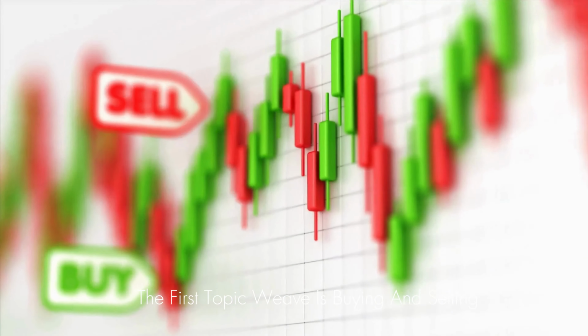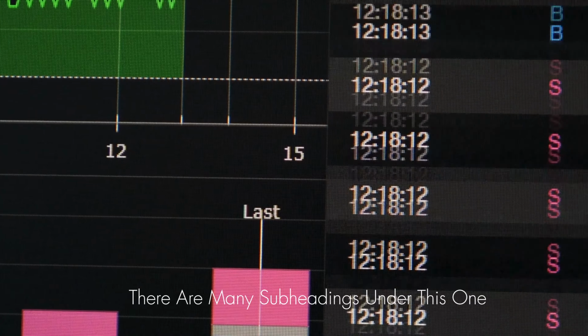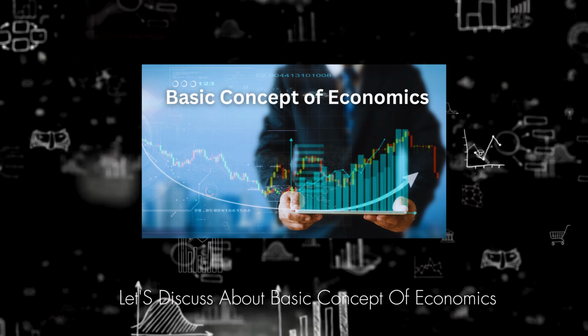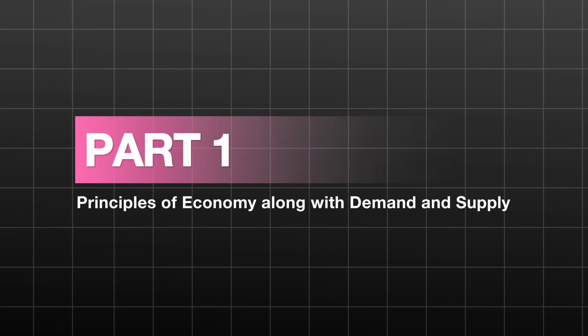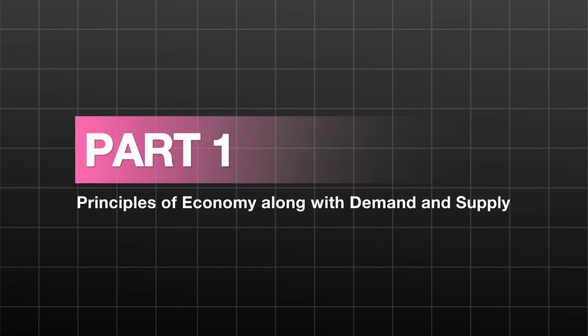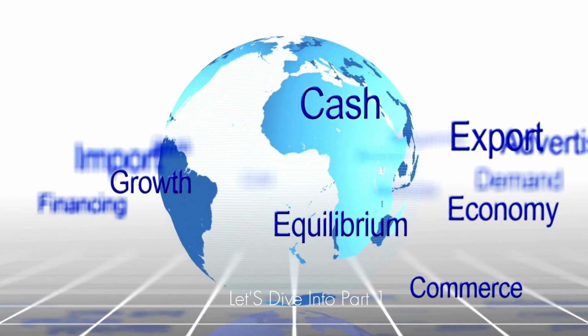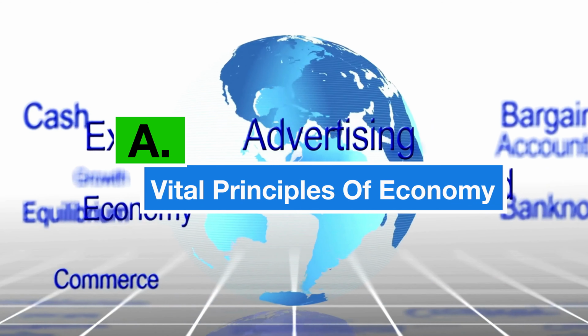The first topic is buying and selling. There are many subheadings under this one, and we'll go through each of them as well. Let's discuss the basic concept of economics. I divided this video into two parts. Part 1, principles of economy along with demand and supply, and Part 2, Fed and interest rates. Let's dive into Part 1, vital principles of economy.